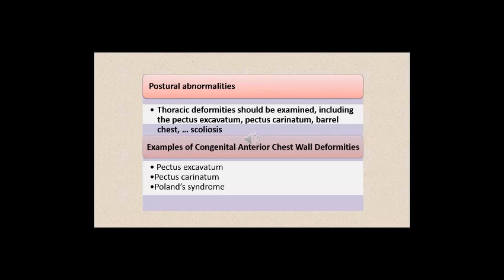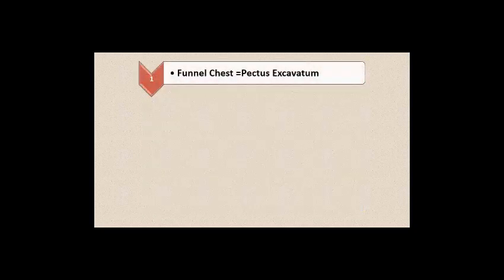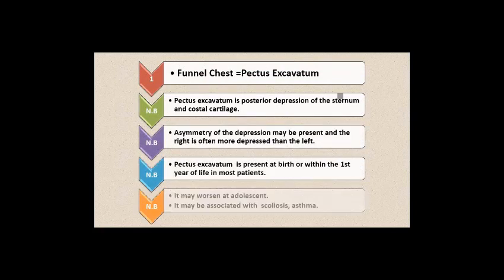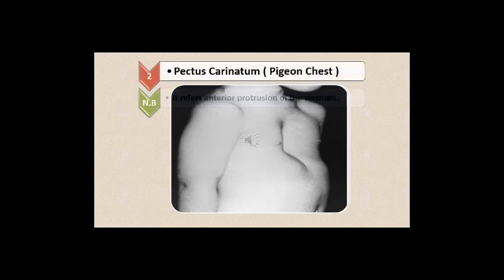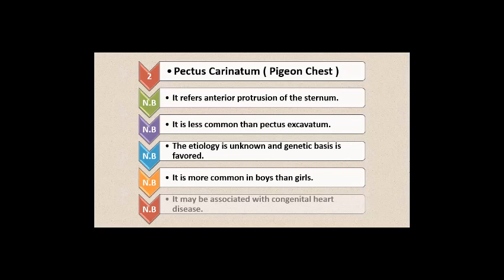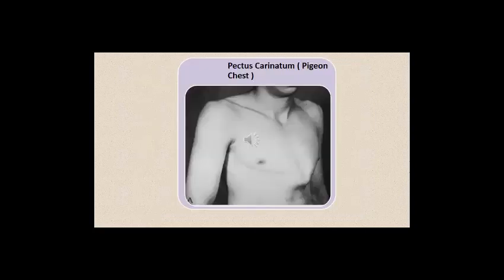بالنسبة للchest abnormalities، thoracic deformities should be examined including pectus excavatum, carinatum وbarrel chest, scoliosis برضو. The examples of congenital anterior chest wall deformities will be demonstrated in the following slides. This slide demonstrates a funnel chest. This slide demonstrates a pigeon chest or pectus carinatum.